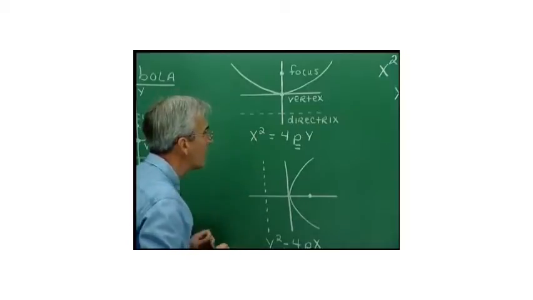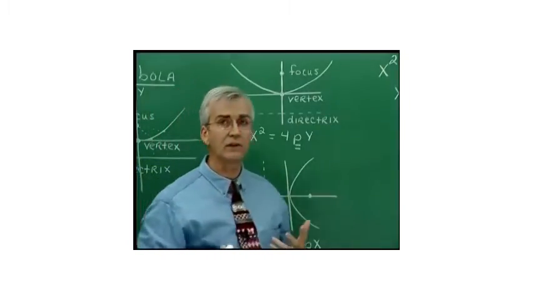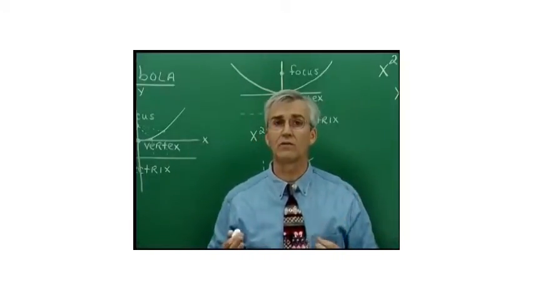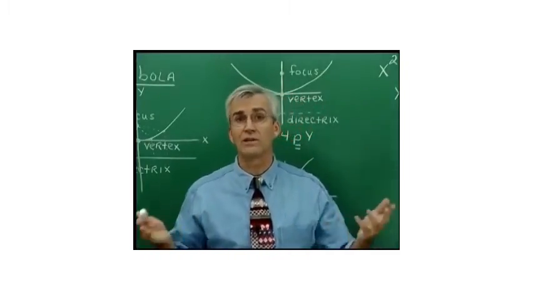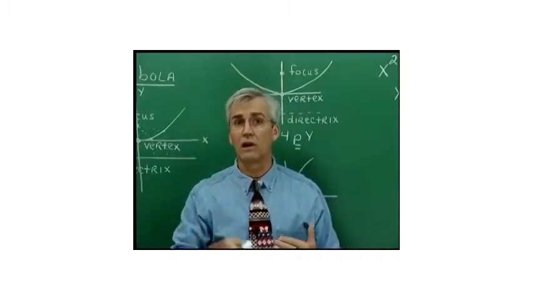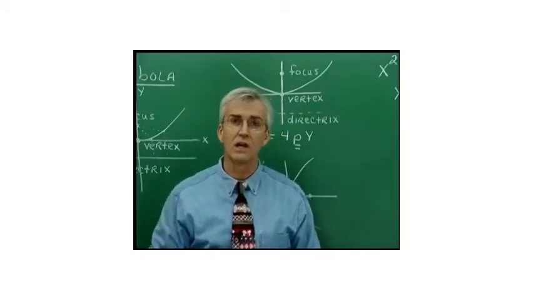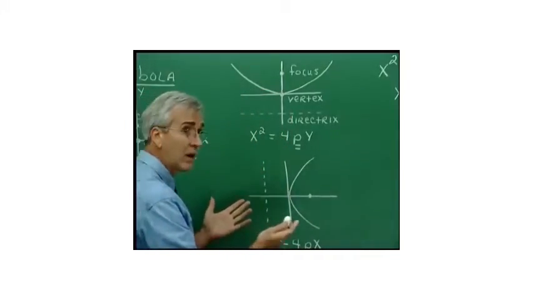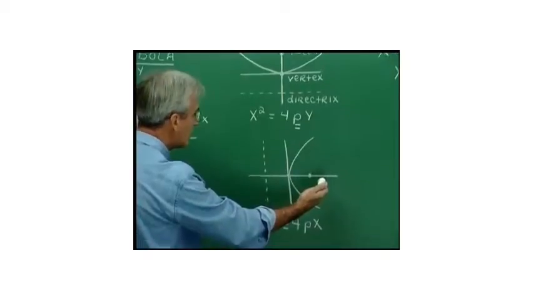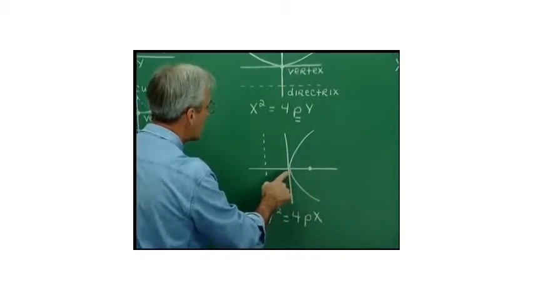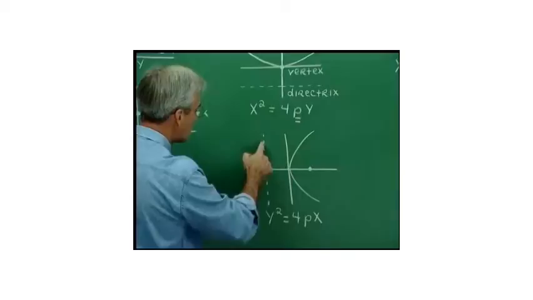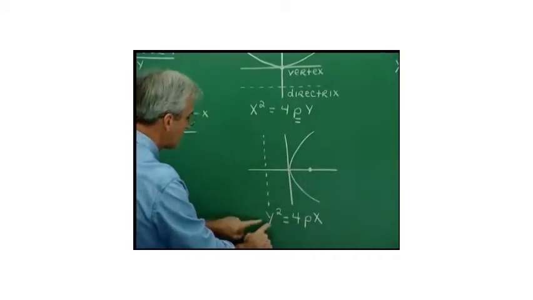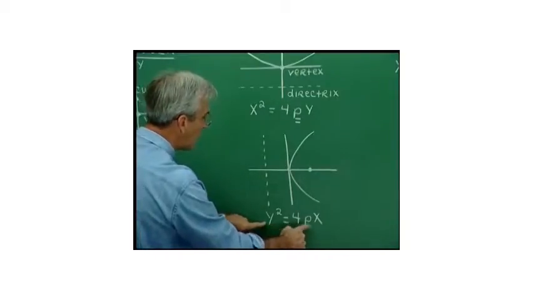Now in this study, we're not restricted to the idea of function. You know, we can have relationships between variables that are not function relationships. When we study the circle, for example, it fails the vertical line test, so certainly we're not talking about a function. But in this study as well, we're not restricted to the function idea, so we can have parabolic curves that open to the side like this. Now, here's our focus, here's the vertex, and here's the directrix. And the equation associated with this is y squared equals 4px.